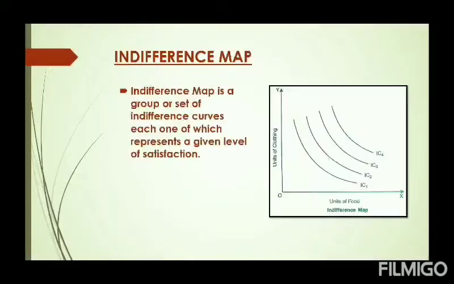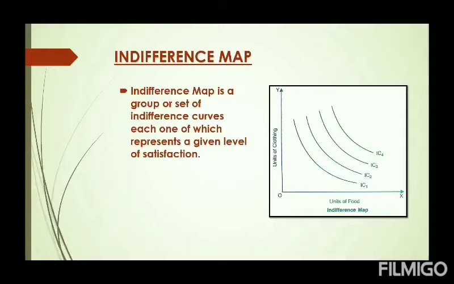After this, let's discuss indifference map. What is this indifference map? Indifference map means a group or a set of indifference curve where each one of this represents a certain level of satisfaction. For example, in the diagram given over here, we can see that for two commodities, food and clothing, we have drawn IC1, IC2, IC3, IC4. That means 4 different indifference curves.